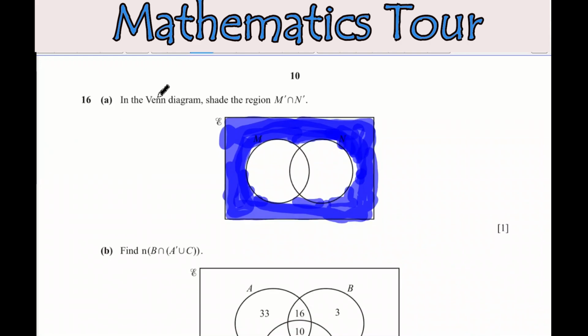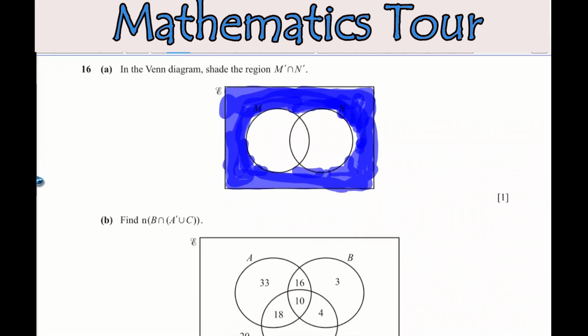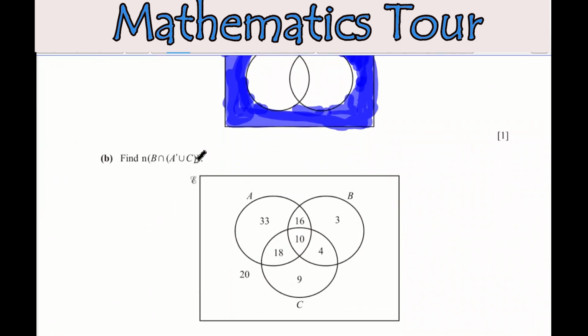So let's go to part B. Here too, you need to be very careful. In order to shade, you need to find the number of elements in this set. But let's start with C first. So shade the whole of C. The whole of C will be this, from here, something like that.